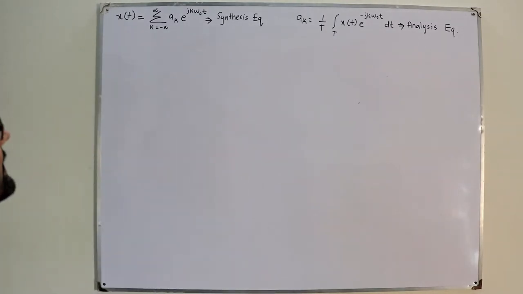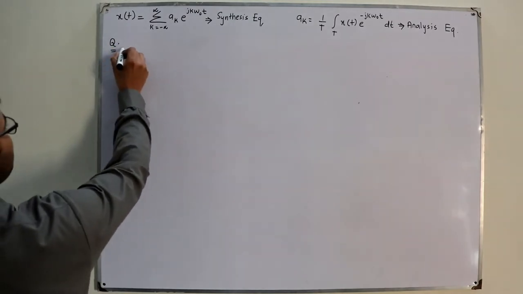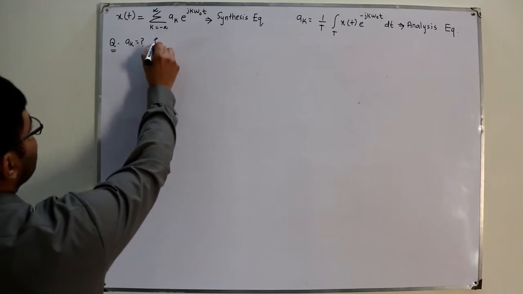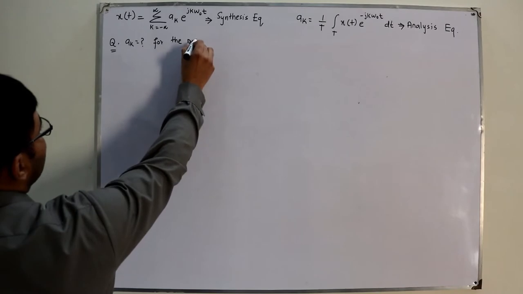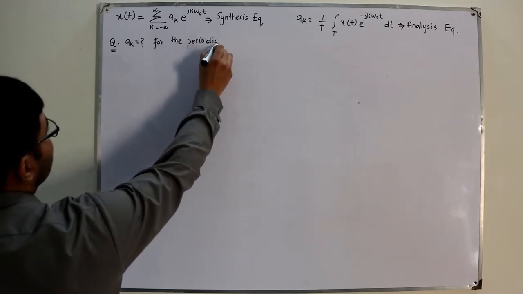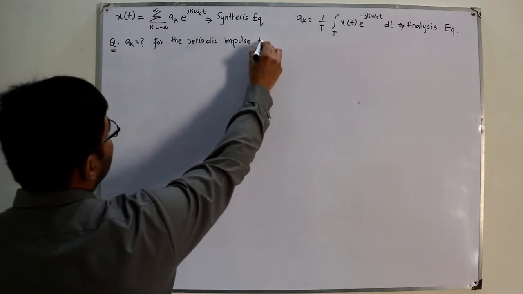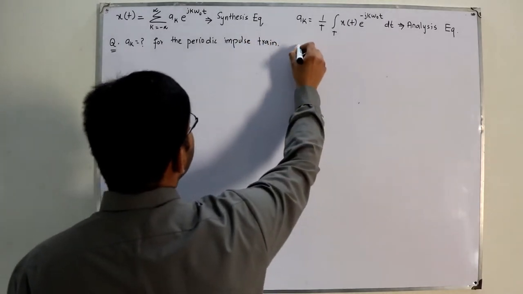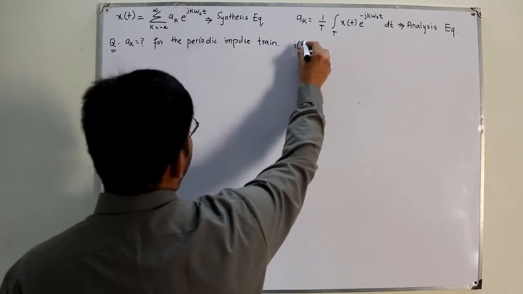Okay, so we are asked to find the Fourier series coefficients. The question is that the Fourier series coefficients AK are unknown for the periodic impulse train. And if you don't know impulse train, I would tell you. Let's say I represent it with a P of T or an I of T. So impulse train, let's say I represent with an I of T.